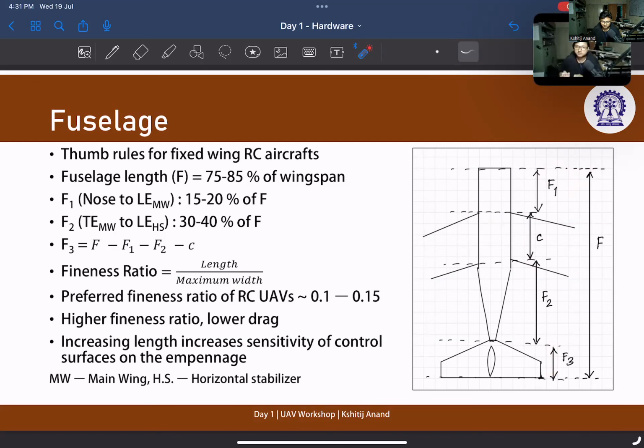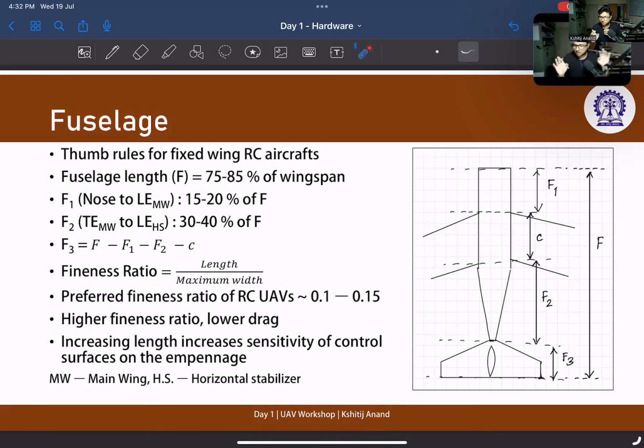Now, how do you determine this? After you have chosen your wing shape, you know how much payload you are going to carry. You know the lift coefficient, you know the cruise velocity. Now you know how much wing area you need, right? You can take a calculated guess for your chord length and you can get the wingspan. Once you have the whole wing portion ready, we'll do all these calculations in detail tomorrow interactively.